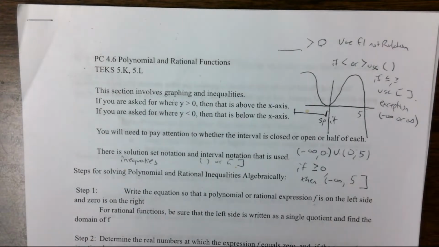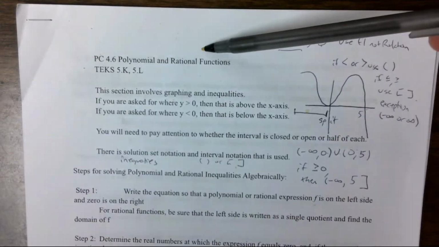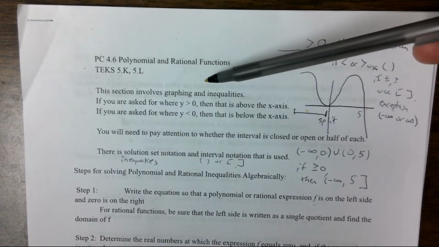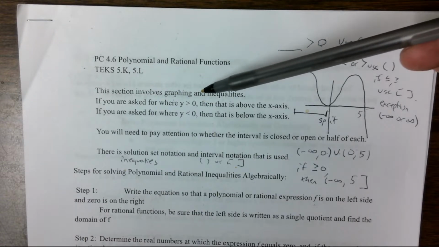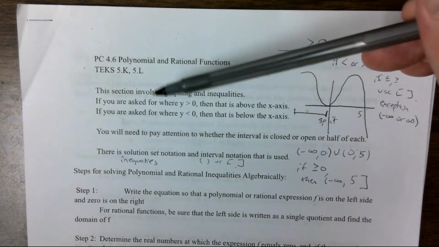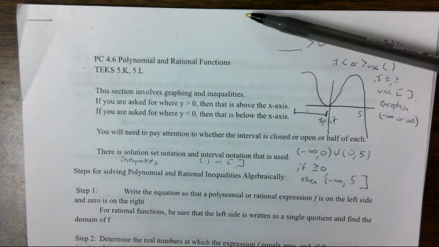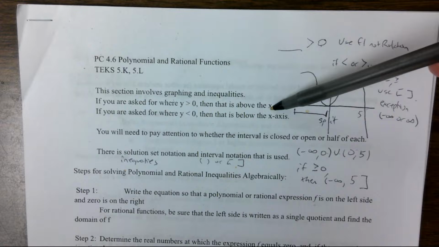So to start with, we are talking about polynomials and rational functions. This section involves graphing and inequalities. If you were asked for where y is greater than 0, then that means above the x-axis. So that'd be up. And if you're asked where y is less than 0, that is below the x-axis.